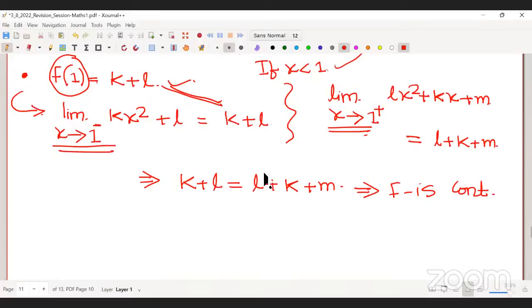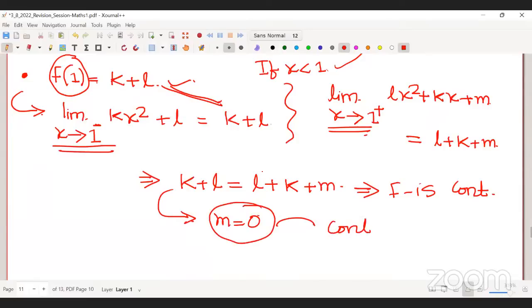So what can I get from this condition? M equal to 0. So this is m equal to 0, which we are getting from checking continuity. So if m equal to 0, then my function is continuous.